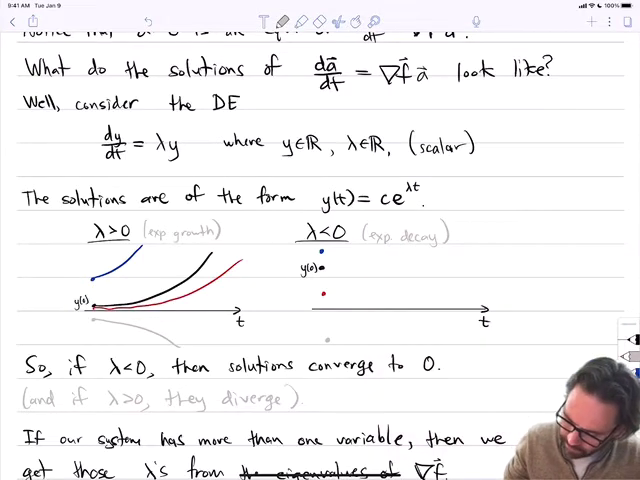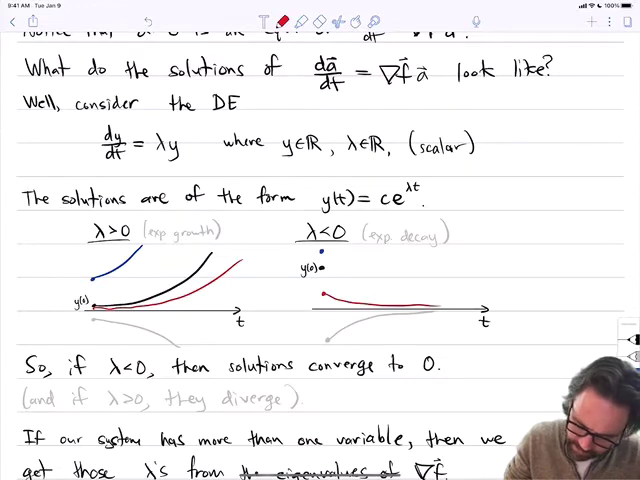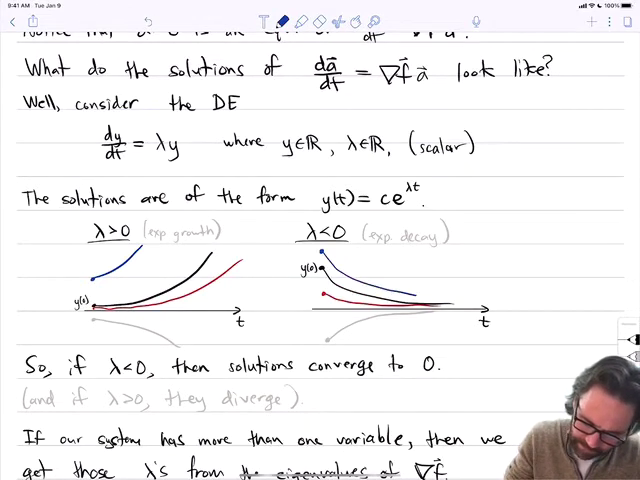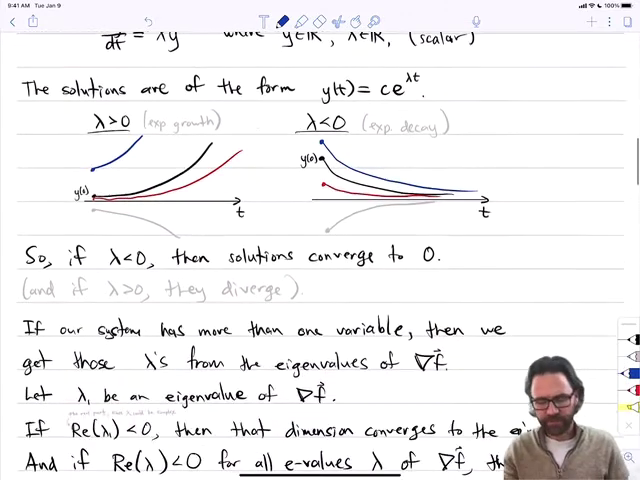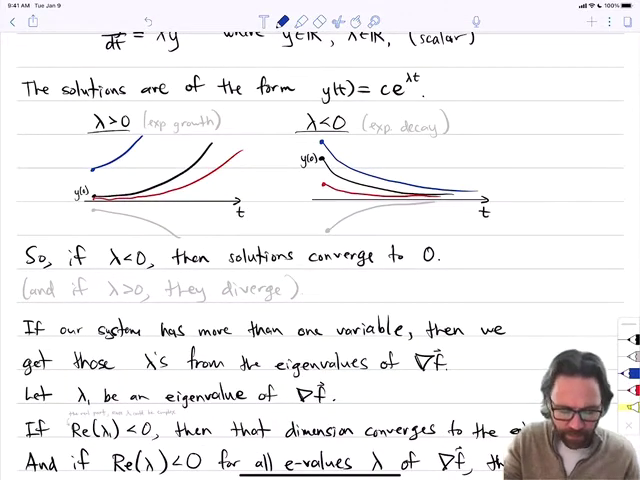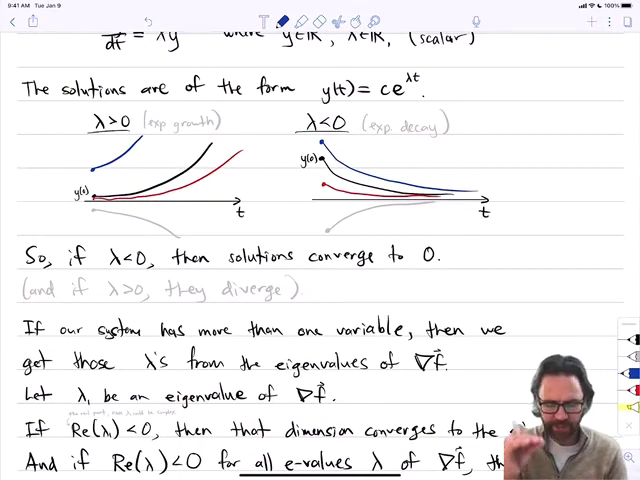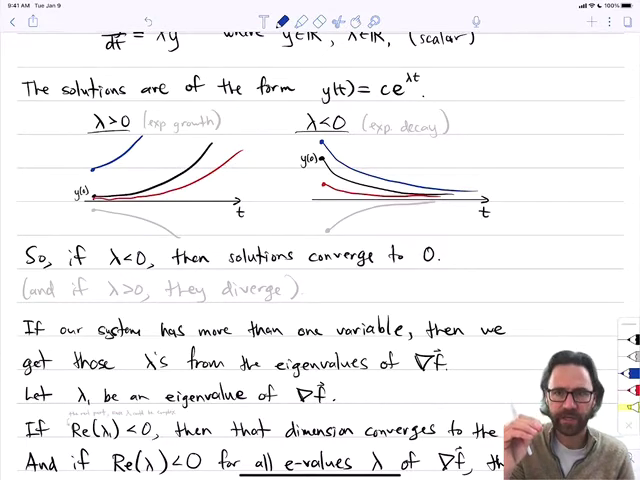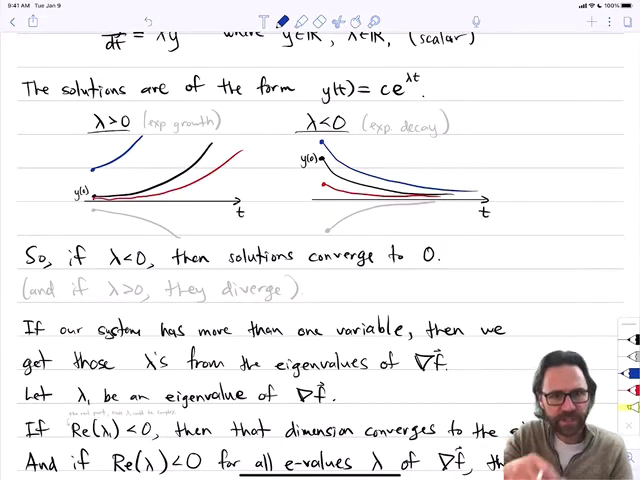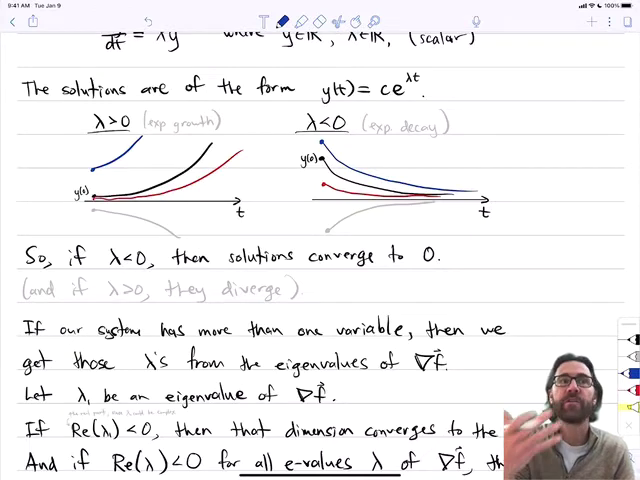So that'll be like this, and this, and that. Right, decaying down towards 0. So in the one on the right-hand side, when lambda is less than 0, everything's converging to that equilibrium at 0. So this is the 1D analog of a higher dimensional phenomenon of solutions converging onto the origin.